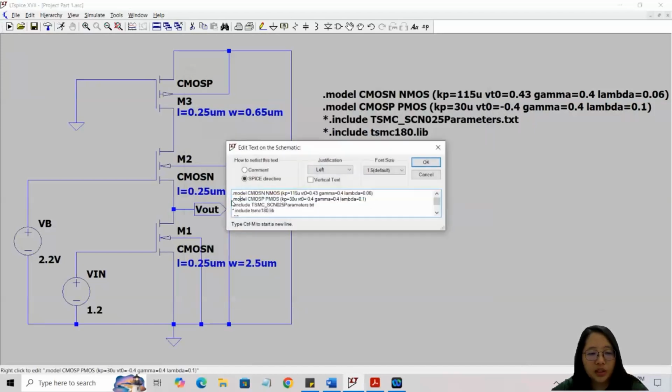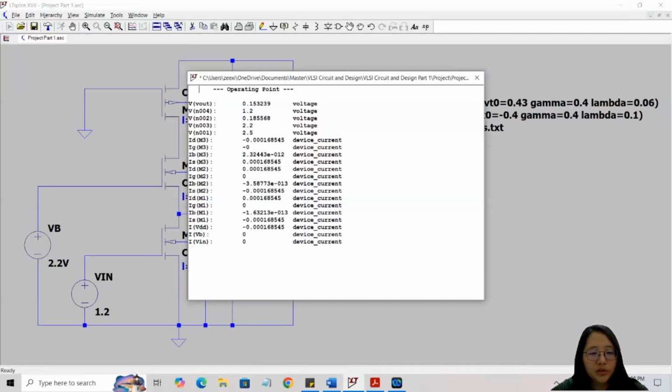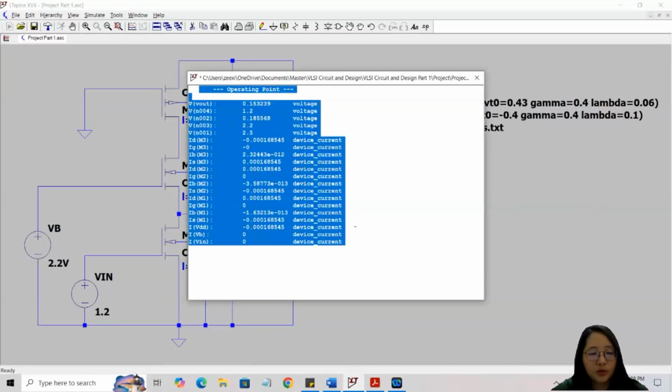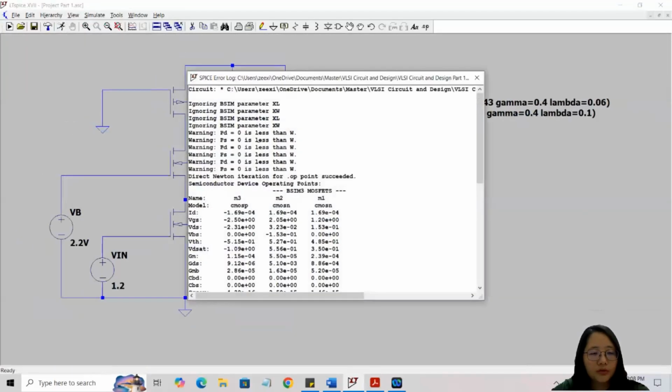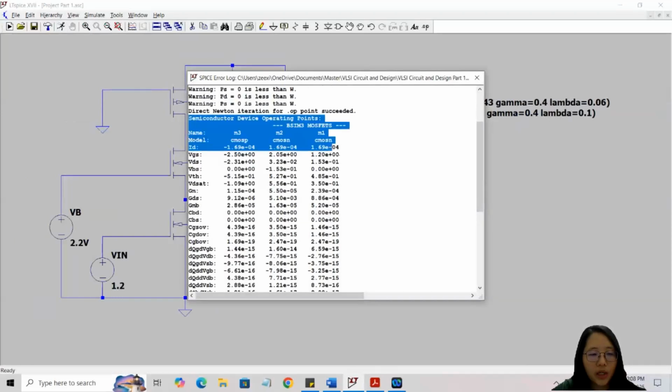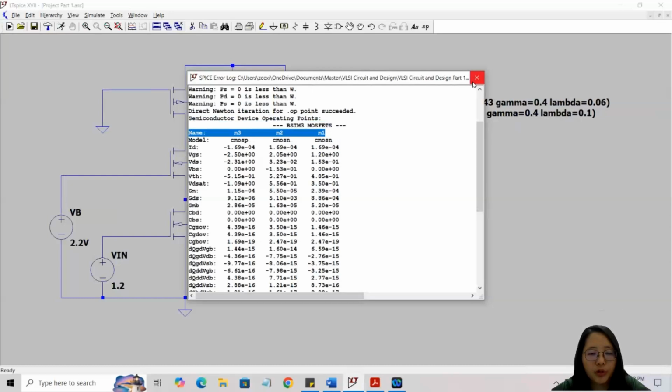Next, I will simulate for the TSMC SCM025. This one is the operating point for TSMC SCM025, and this one is the VL. Then from the SPICE error log, we can get the ID, VGS, and VDS for M1, M2, and M3, and calculate the operating region for M1, M2, and M3.